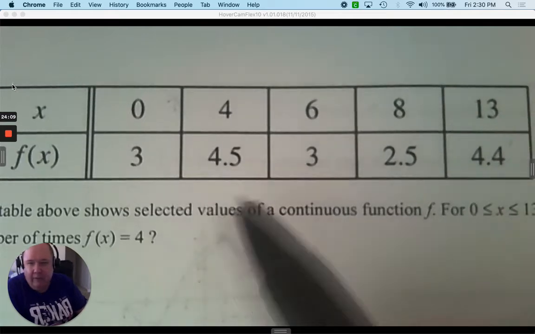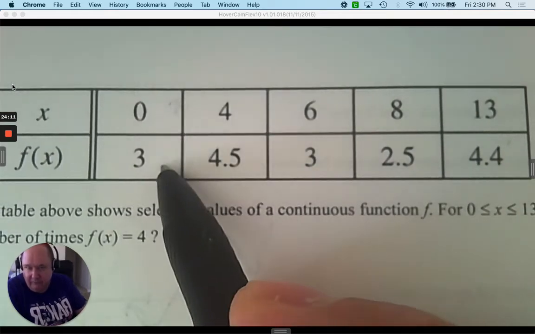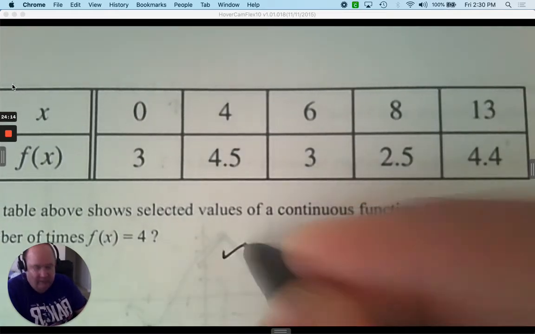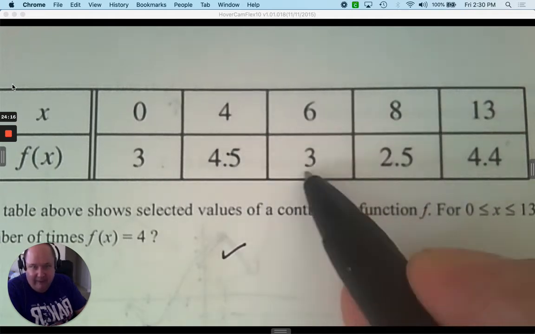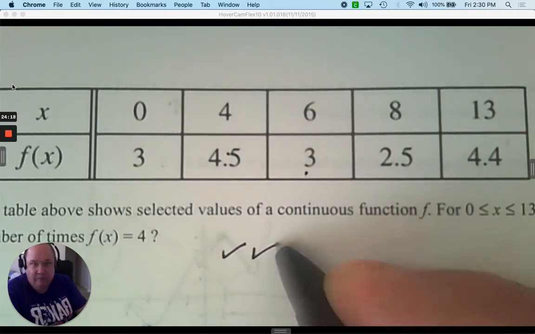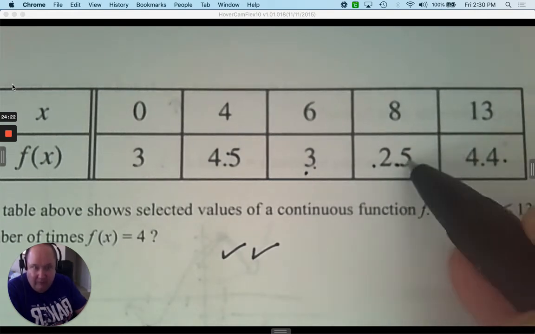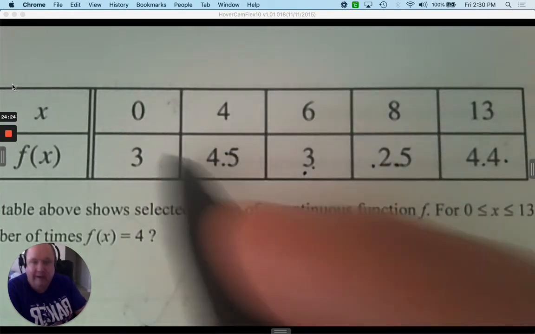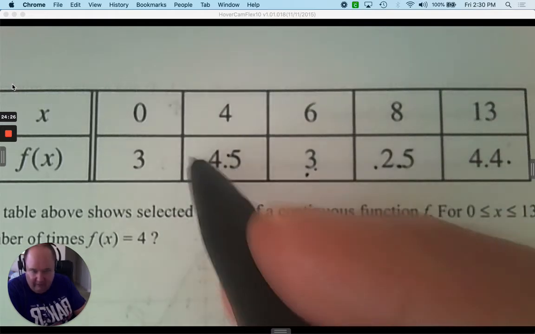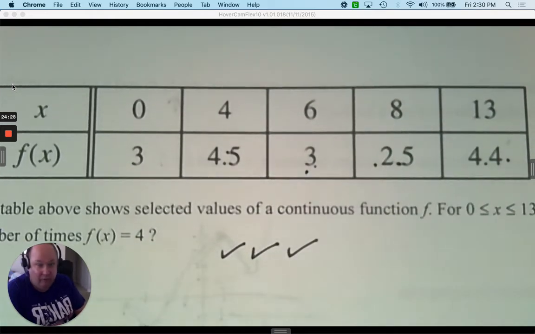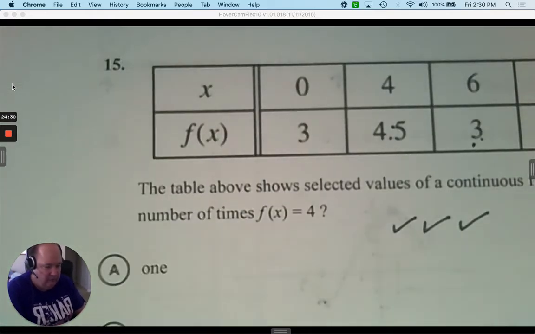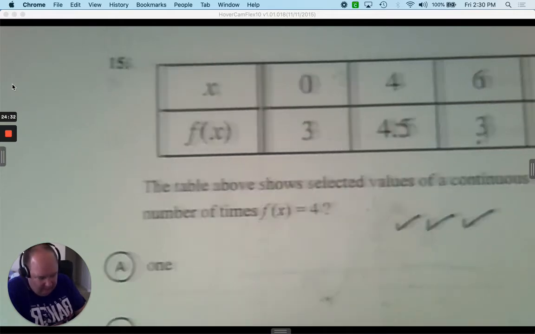So look at how many times we cross over. From 3 to 4.5, that's once. From 4.5 back down to 3, that's 2. From 2.5 to 4.4, again we cross 4. So every time you cross over 4 in the interval, it's a possibility. So how many times did that happen? The answer is 3 if it's continuous.